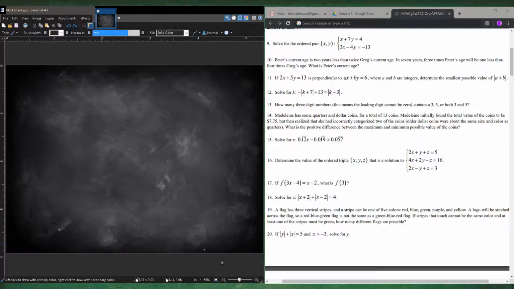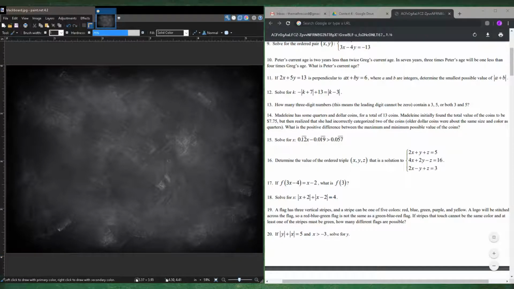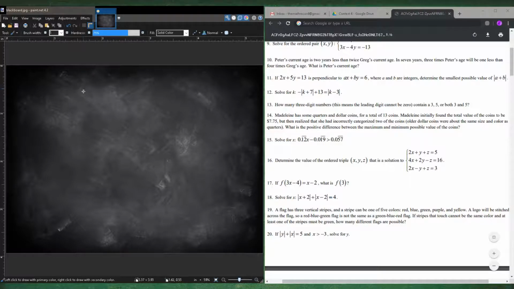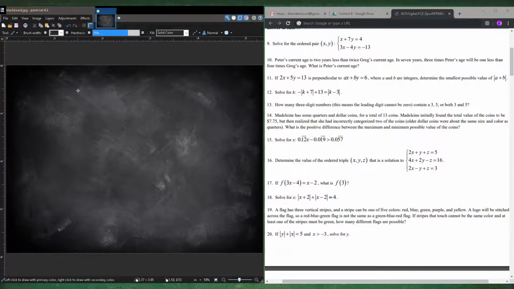Okay, question 15. Solve for x: 0.12 repeating. Well, the way I usually refer to these concepts is basically repeating decimals. So we have to make these decimals into fractions.